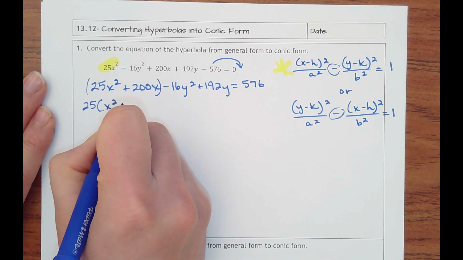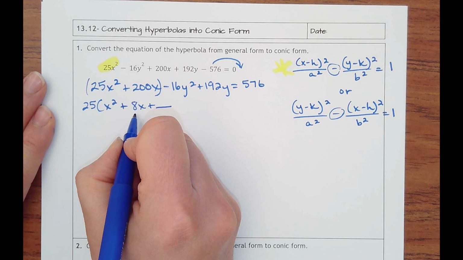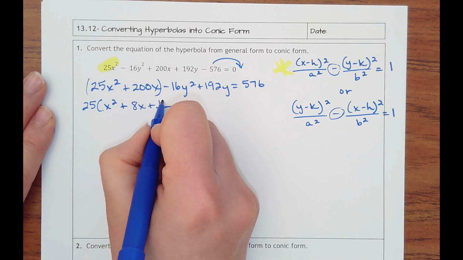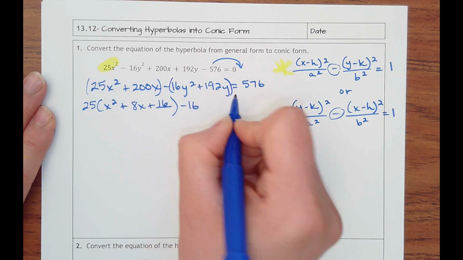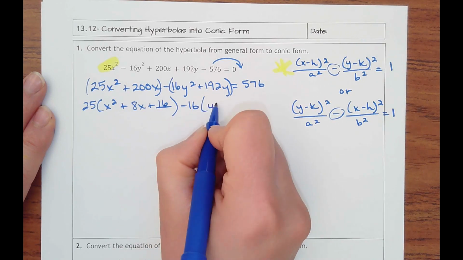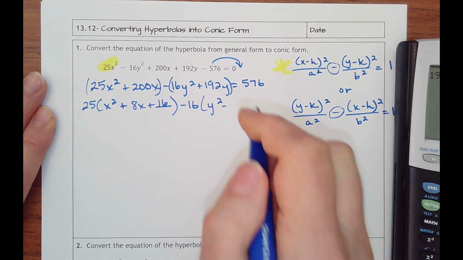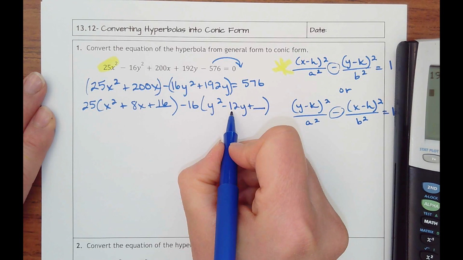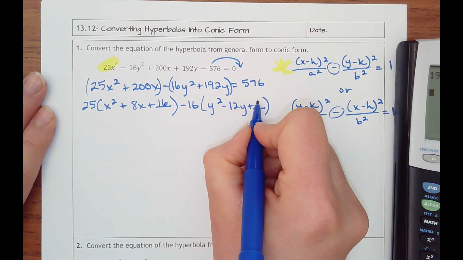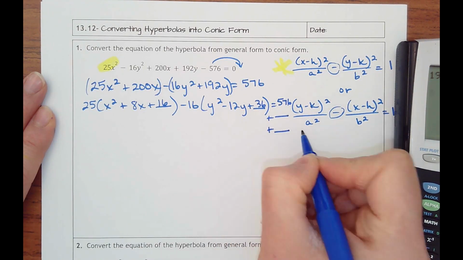So that'll leave me with x squared plus 25 goes into 200 times 8, plus blank. I'm going to go ahead and complete the square here. 8 divided by 2 is 4. 4 squared is 16. Then take out a negative 16 here. And that would leave me with y squared minus, I don't know what, 192 divided by 16 is 12. So minus 12y plus blank. Let's go ahead and complete the square on that one. That would be negative 12 divided by 2 is negative 6. Squared is 36. Equals 576 plus blank plus blank.